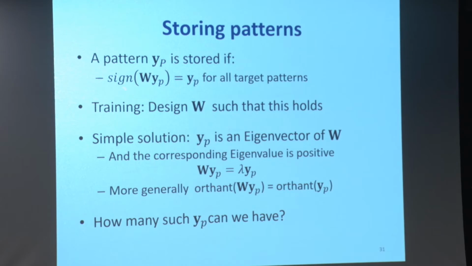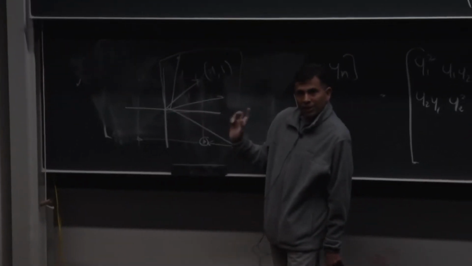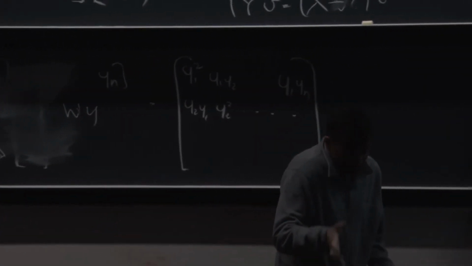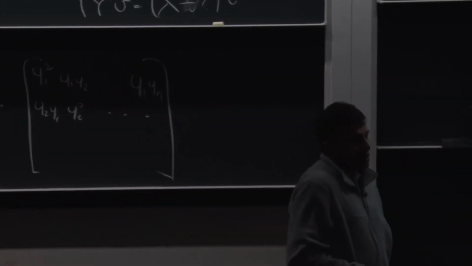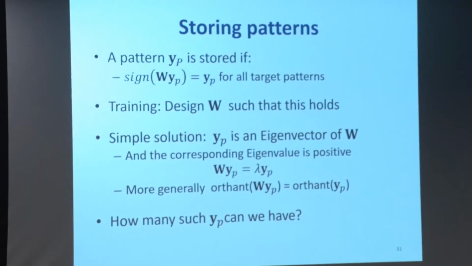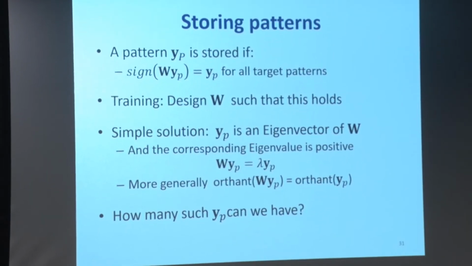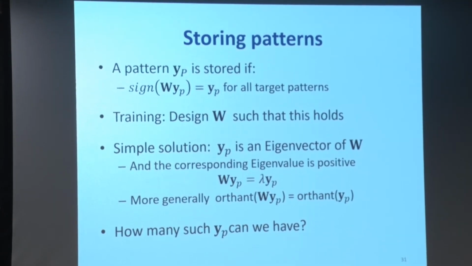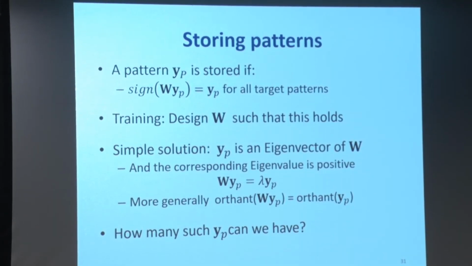Now, which means that if I want this pattern to hold, if I want to store these patterns geometrically, I want to design my W such that when I multiply the y vector with W, the result stays within the same orthant as the original y itself, right? So what is the simplest solution of this kind? If y is simply an eigenvector of W.